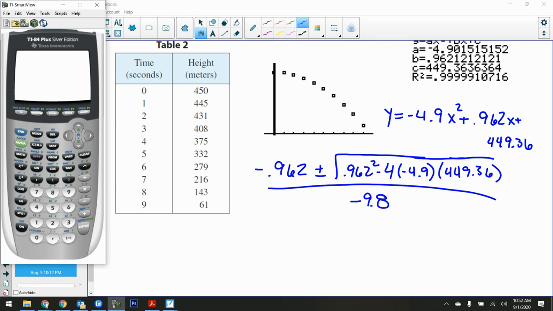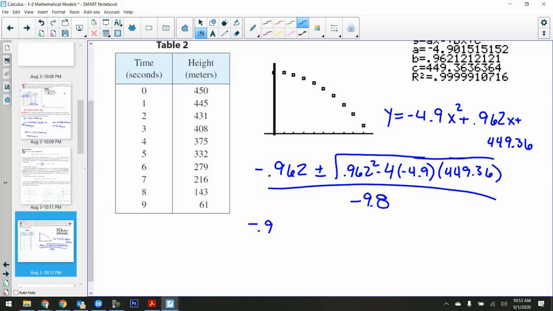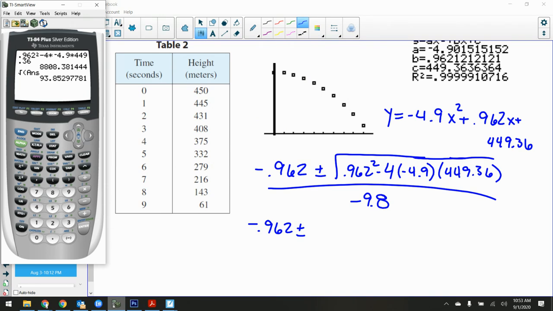Now I'll plug it into my calculator. Okay, we got 0.962. I'm going inside the radical. 0.962 squared minus 4 times negative 4.9 times 449.36. Okay, that's inside the radical. I square root it. So negative 0.962 plus or minus. Oh, I just hit Photoshop. Darn it. Makes my computer slow down. 93.85.